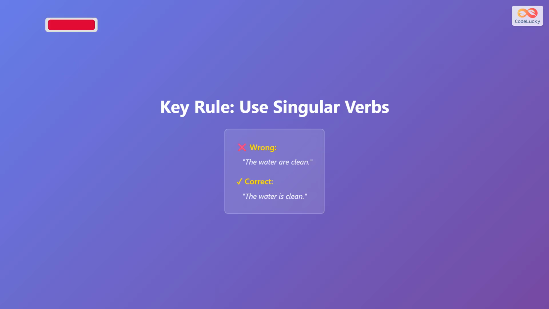Here is an important rule to remember. Always use singular verbs with uncountable nouns. If you say the water are clean, that is wrong. The correct way is to say the water is clean. The verb is always singular, matching the singular nature of uncountable nouns.